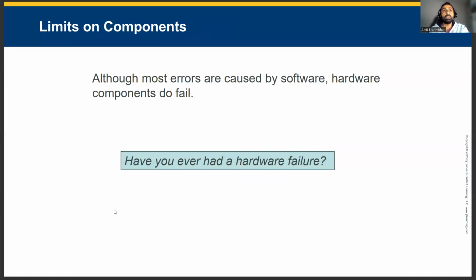Limits on components. Although most errors are caused by software, hardware components also fail. So while software often receives blame for system failures, hardware components can and do fail. These failures may occur due to manufacturing defects, age, overheating, environmental conditions, or electrical issues. A failing component can cause anything from minor glitches to catastrophic system crashes.